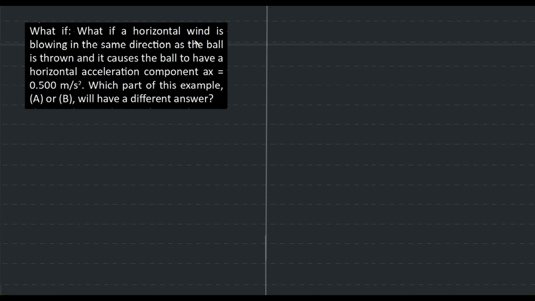Okay, what if the horizontal wind is blowing in the same direction as the ball is thrown? It causes the ball to have a horizontal acceleration of this. What part of this example, A or B, will have a different answer? Yeah, this is something that you guys have to answer. You threw, it went and fell, right? They're asking what component of this journey changes. Provided you have a wind which is going to accelerate the object with this value.